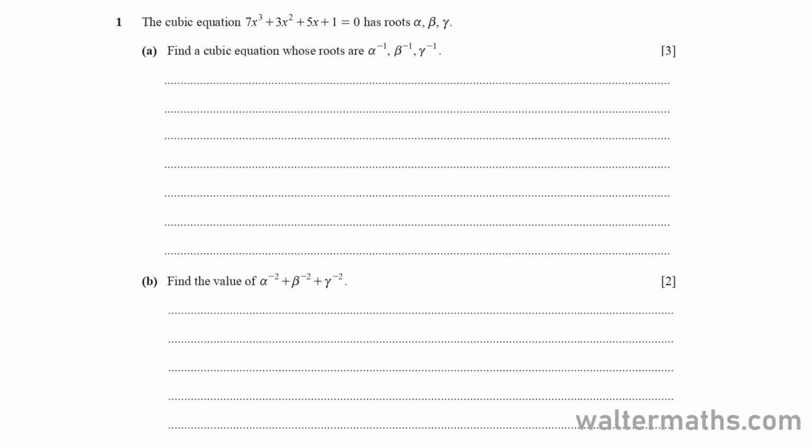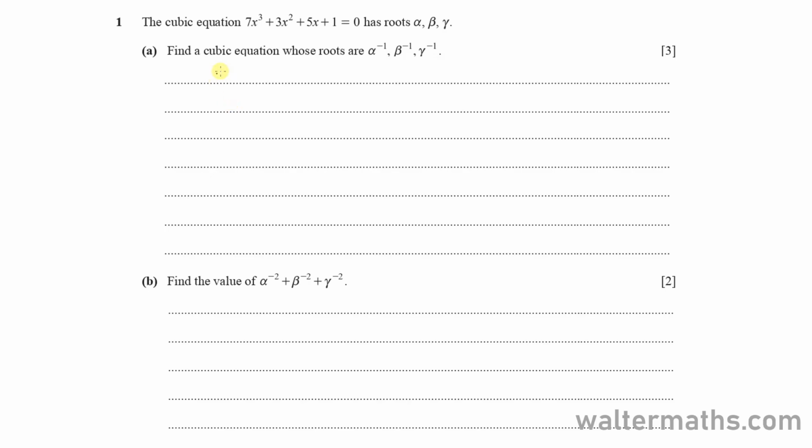Question number 1. The cubic equation 7x cubed plus 3x squared plus 5x plus 1 equal to 0 has roots alpha, beta, and gamma. In part A, find a cubic equation whose roots are alpha to the power minus 1, beta to the power minus 1, gamma to the power of minus 1.